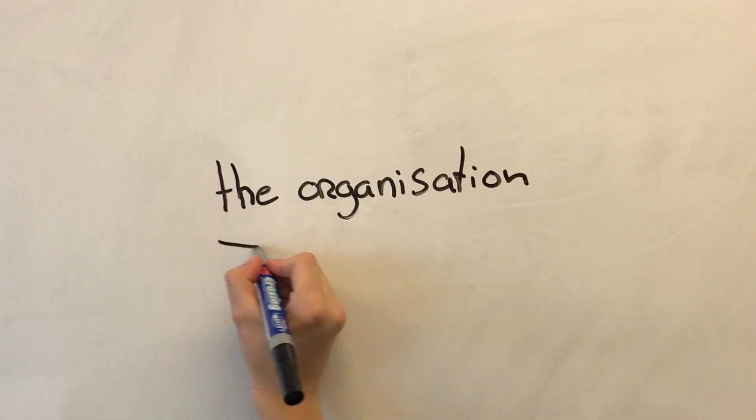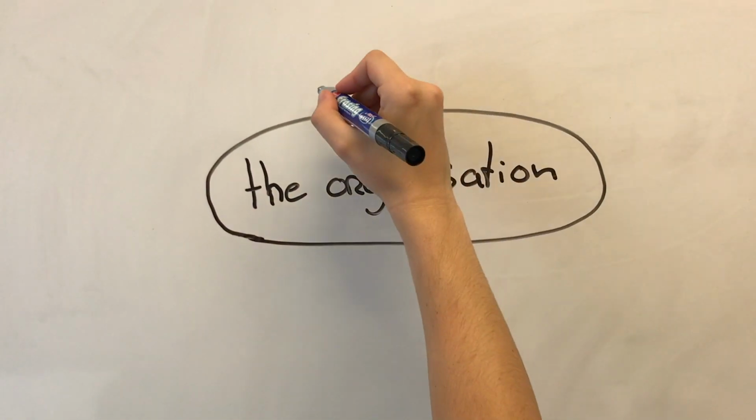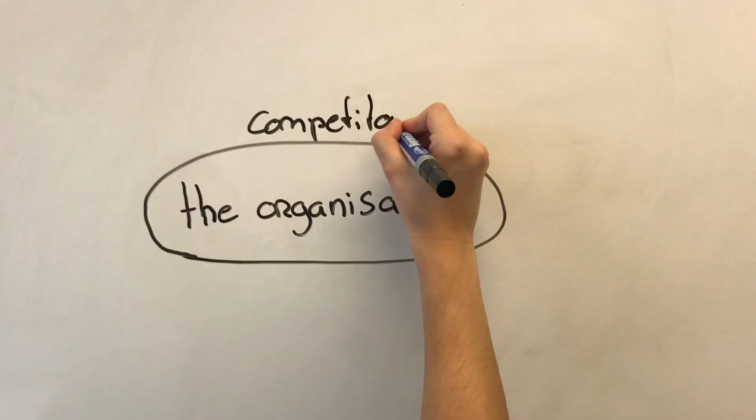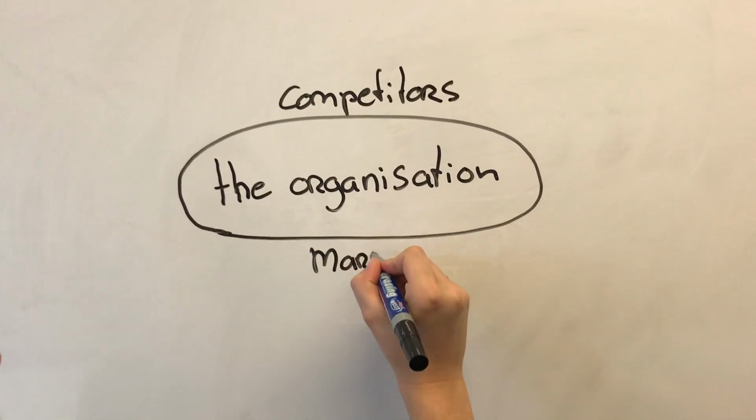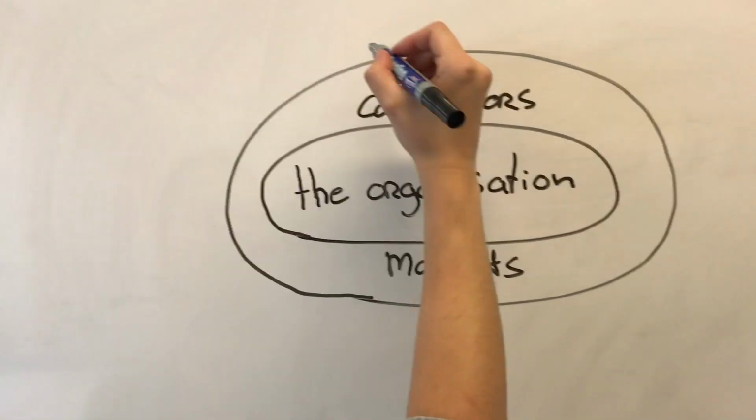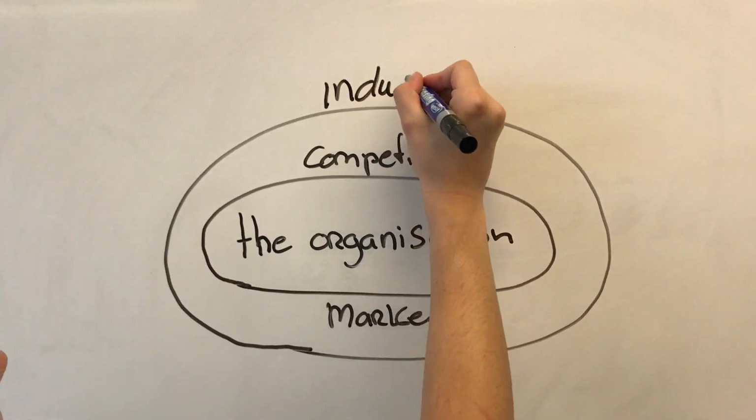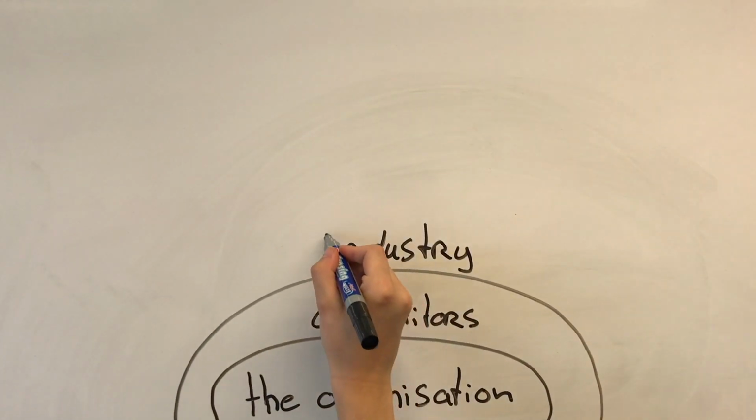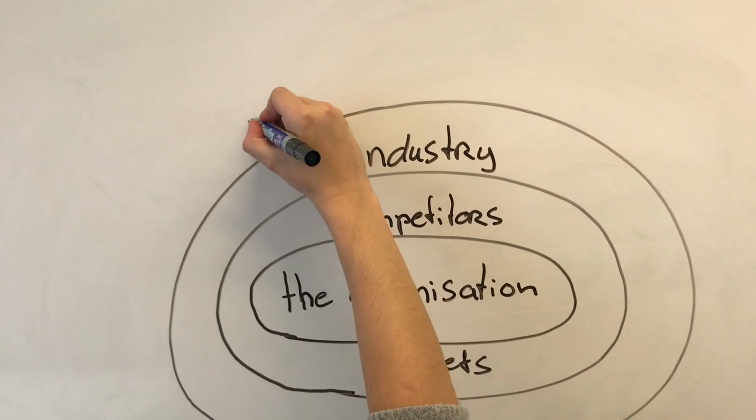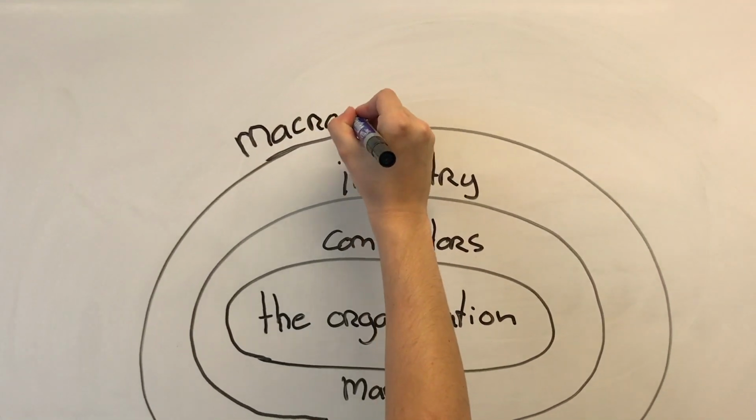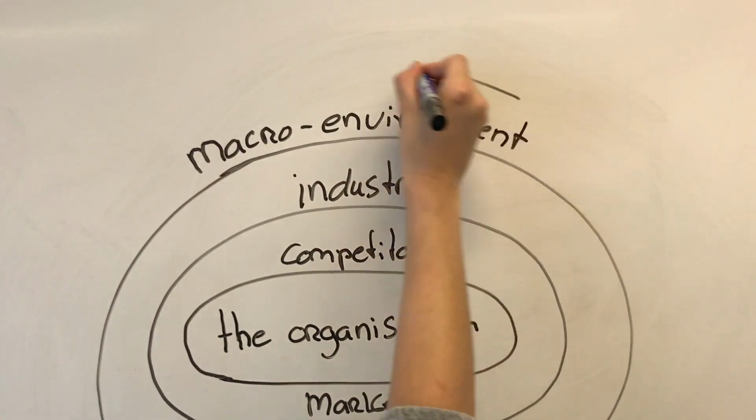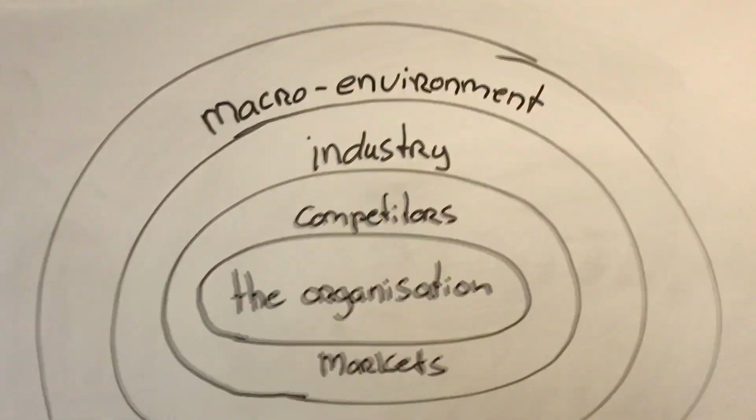Secondly, we have the competitors and market, which is the immediate surrounding of the organization. After that, we have the industry or sector, and that makes up the next layer within this broad macro environment. And finally, we have the macro environment, which we're going to talk about today, and consists of broad environmental factors that impact to a greater or lesser extent many organizations, industries, and sectors.